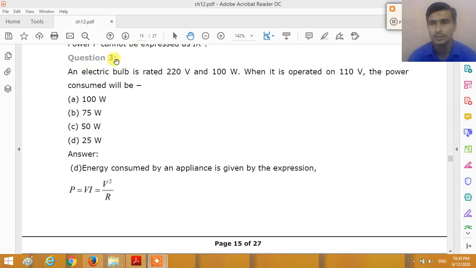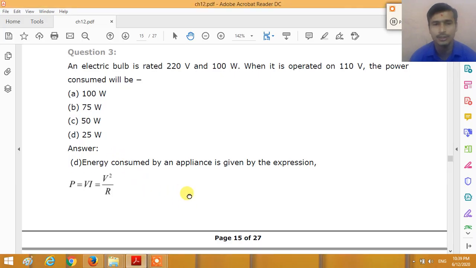Question number 3. An electric bulb is rated 220 volt and 100 watt. Here the potential difference across the bulb is 220 volt and the power rating is given as 100 watt, right? When it is operated on 110 volt, the power consumed will be blank. The options are: A 100 watt, B 75 watt, C 50 watt, and D 25 watt. So how do we calculate the answer?